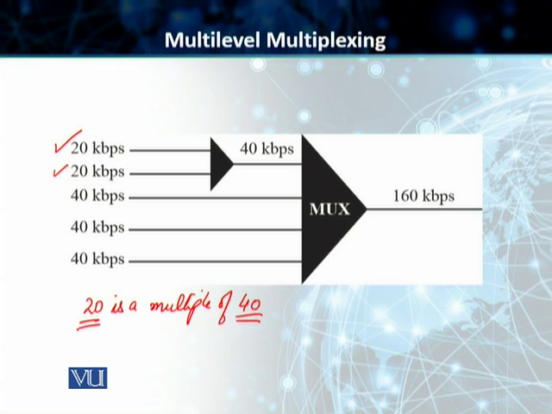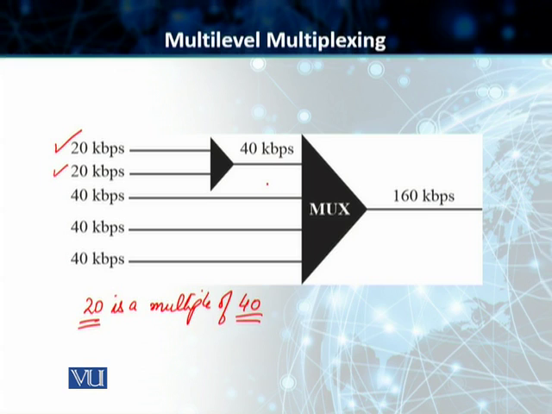As soon as we find out that we have got an input line which has a different data rate than the other lines, but the data rate is a multiple of the other lines, we can employ multi-level multiplexing. What we have done in this case is we combine the two inputs which are 20 kilobits each, and we multiplex them together to provide a data rate that is equal to the last three.